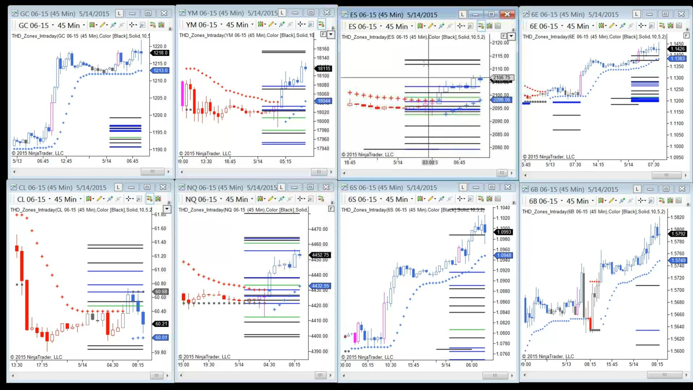On the ES, you've got the same double zones area, okay? So I would expect it to at least get up to here, but then I would really want to analyze that volume when it gets to these two levels up here. Does everybody understand that one?